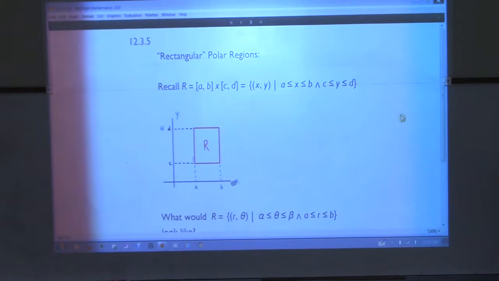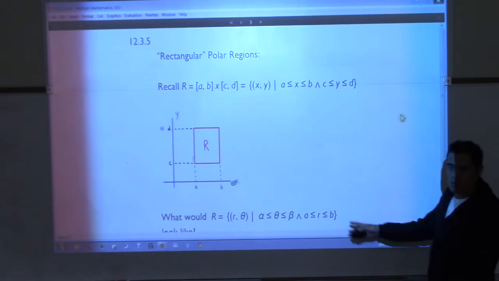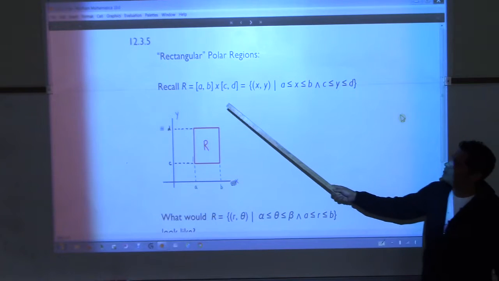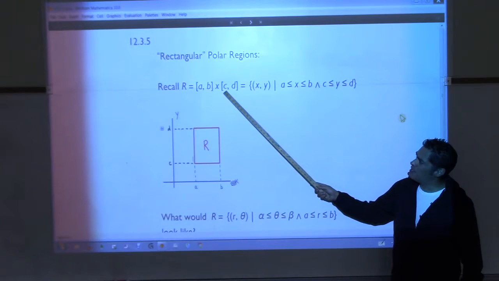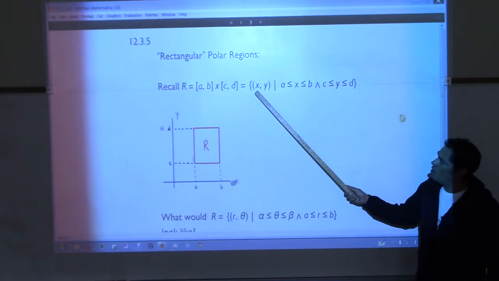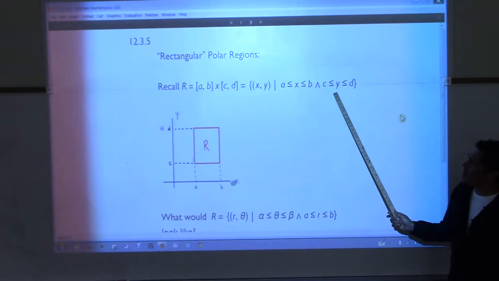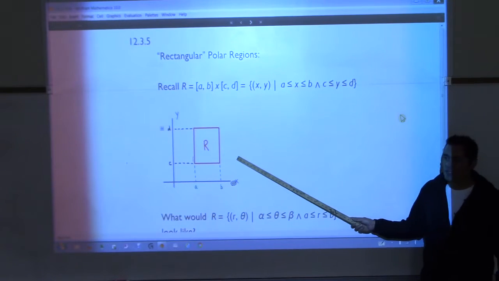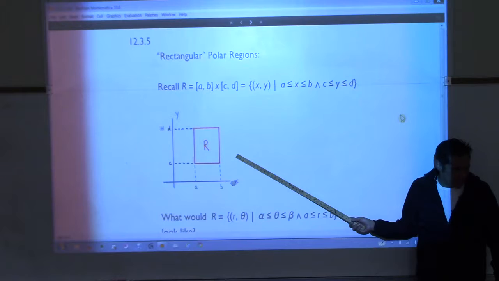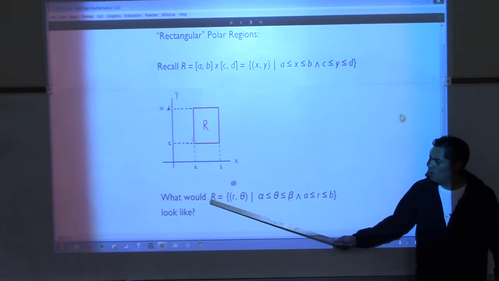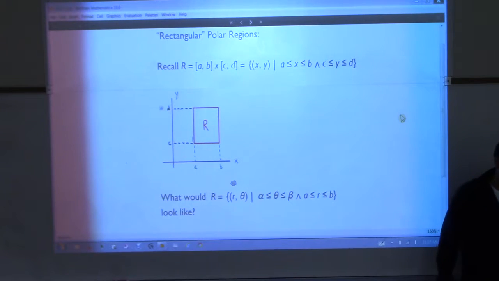Remember what a rectangular region looked like when we started this chapter, right? We said this rectangle R, we wrote it this way, AB cross CD, and what it meant was all the points x, y, such that x was between two constants and y was between two constants. That is a rectangular region in Cartesian coordinates, right? My question to you is, try not to reveal the answer here, what would a rectangle look like in polar coordinates?